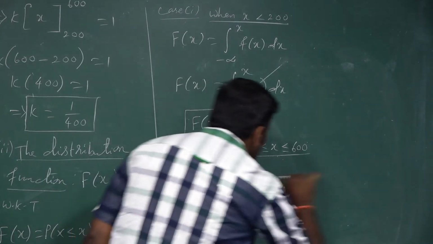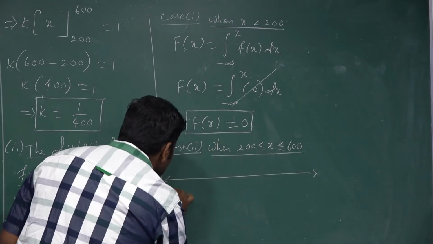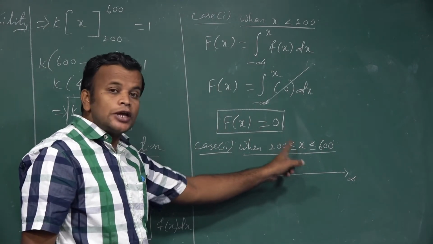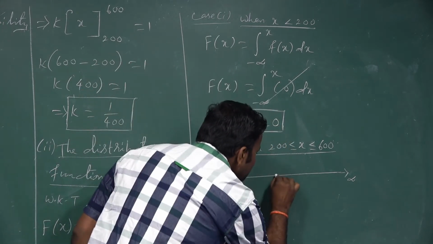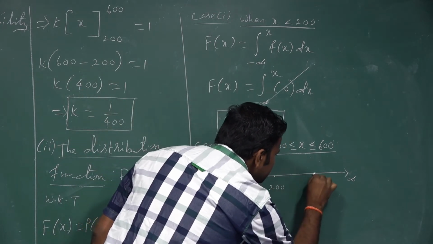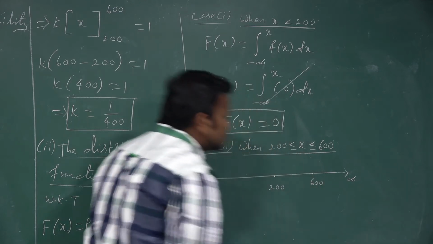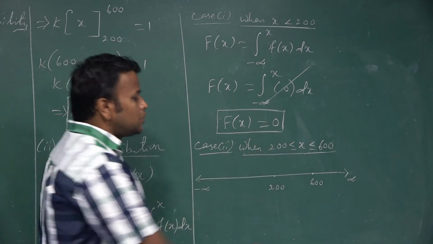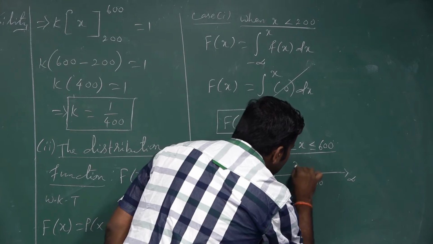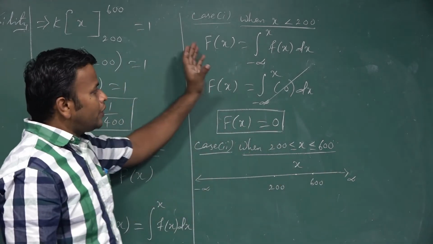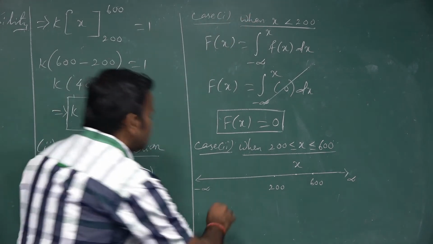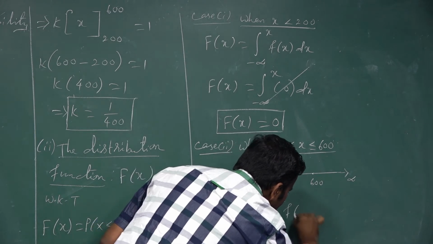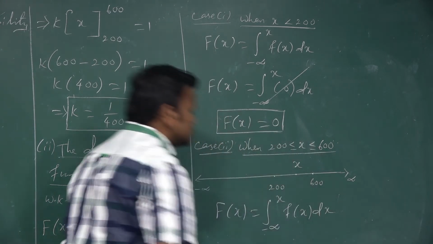For understanding, I write one timeline. You start from minus infinity up to plus infinity. Now we will take the value of x lying between 200 to 600. I will take here the value 200 and here the value 600. We will take this x value lying in this interval. It is your choice, you can take any one. I will take it here as x. So now we start from minus infinity up to x. First of all, I write the formula F of x is the integral from minus infinity to x of f of x dx.